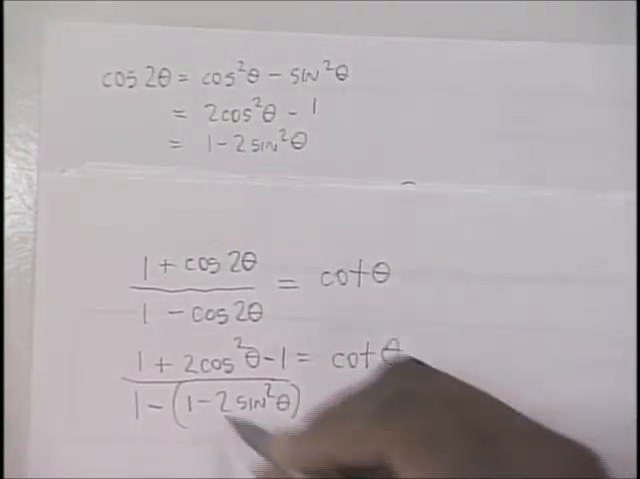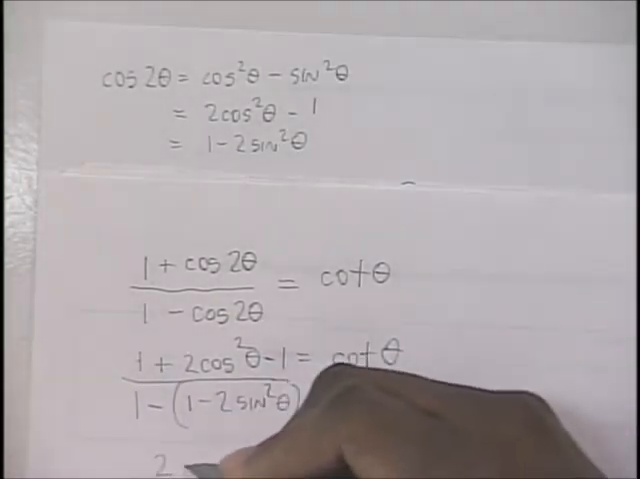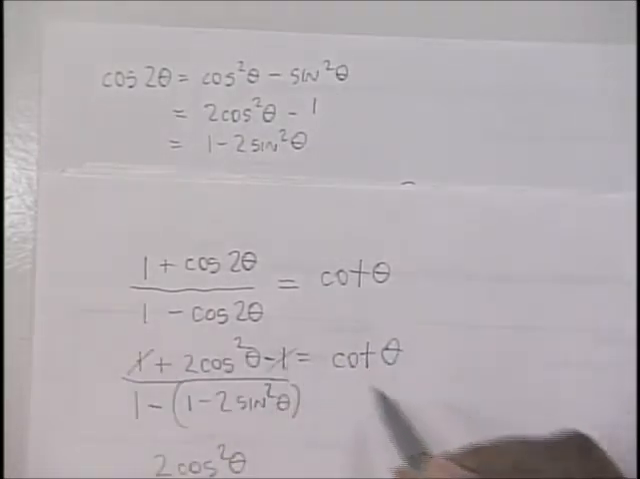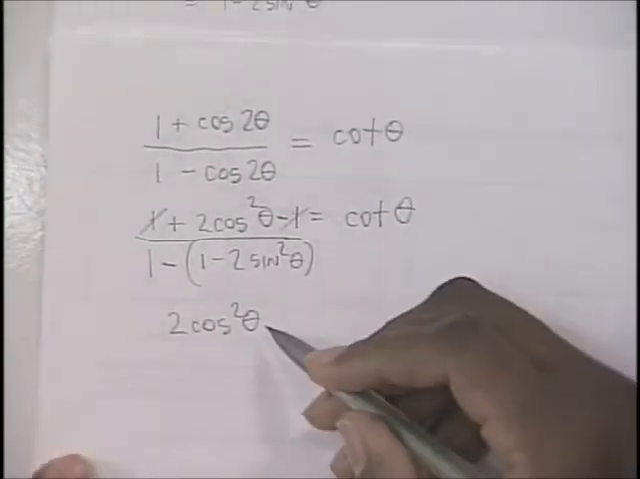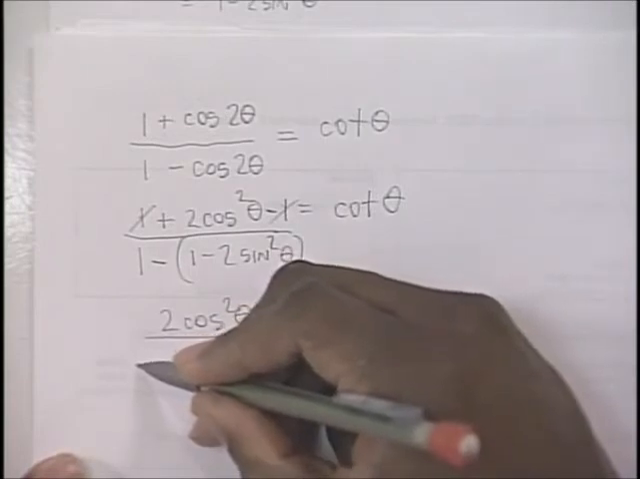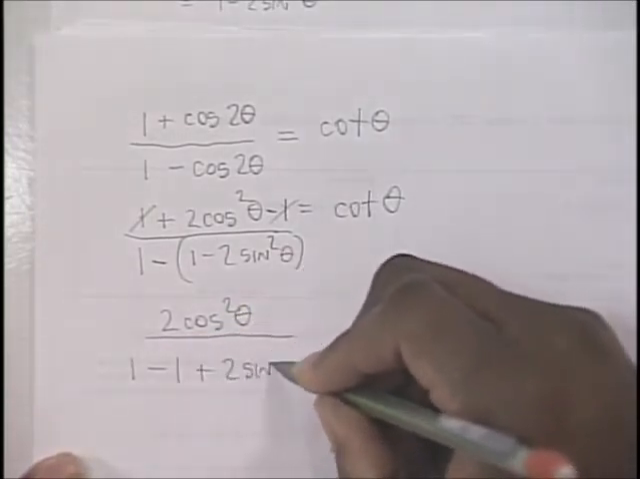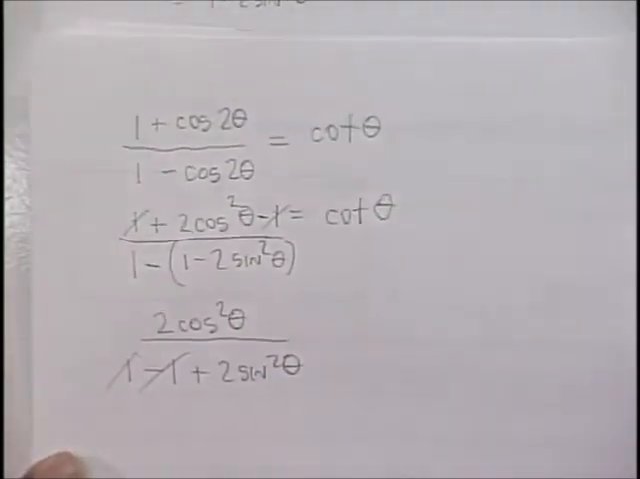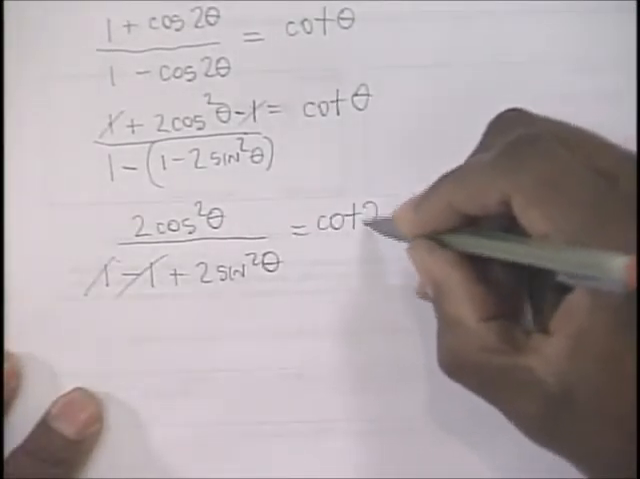So now let's simplify this. In the numerator, this 1 and that minus 1 cancel, so we have 2 cosine squared theta. Oh, I'm so sorry, you can't see that. Sorry about that. In the denominator, you have 1 minus 1 plus 2 sine squared theta. The 1 minus 1 cancels. And this is equal to the cotangent of theta.